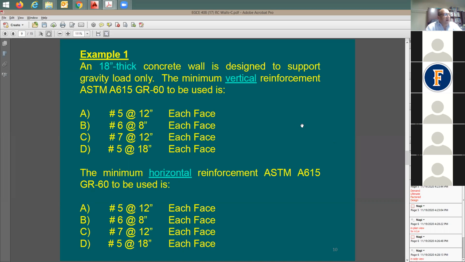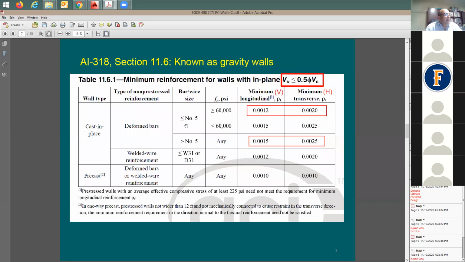That's okay. For number 5, it's going to be 60. The vertical is going to be 0.0012. But if you go to number 6, you need more reinforcement ratio. It's going to be 0.0015. So I said, okay, now I understand. And here are the two values for the horizontal, 0.002 and 0.0025.